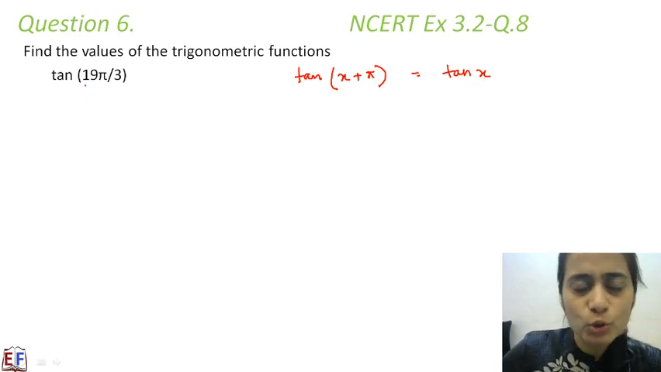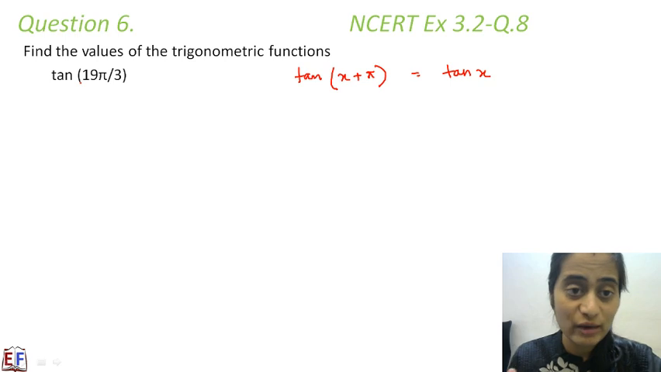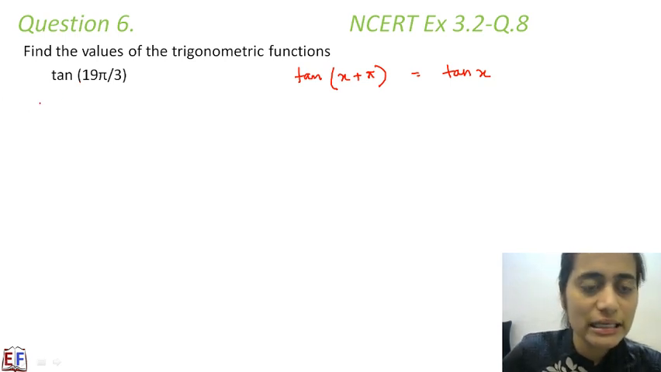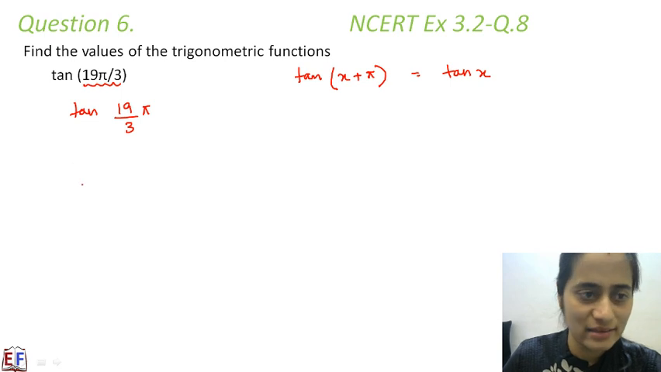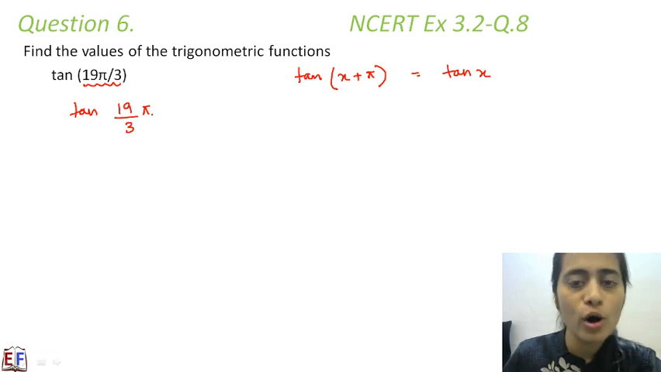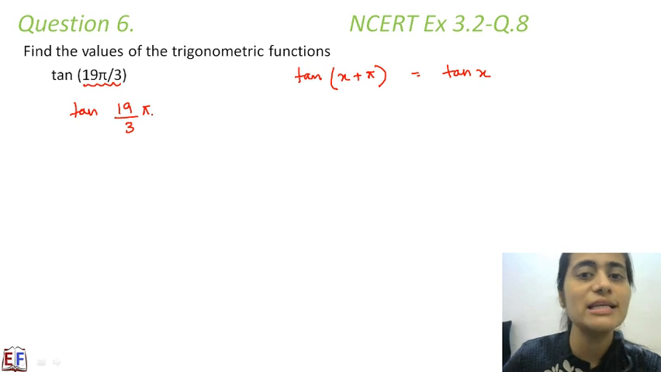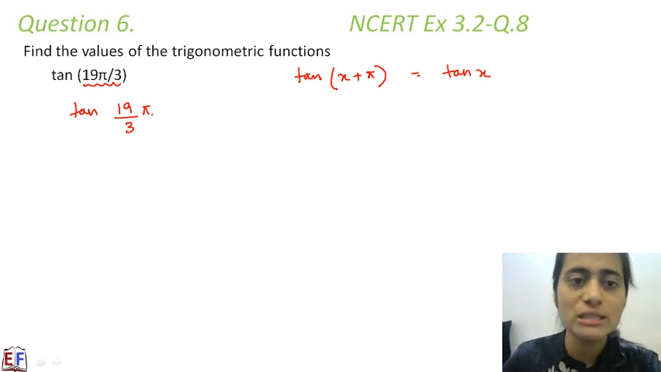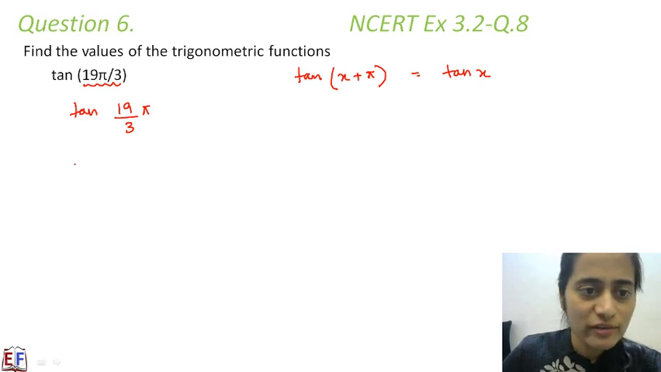To simplify the calculation, we have tan of 19 by 3 pi. The whole problem is because of 19 by 3. So let us see how we can break down 19 by 3 pi in the form n pi plus theta, to make the calculation simple. So we will do one very simple thing.